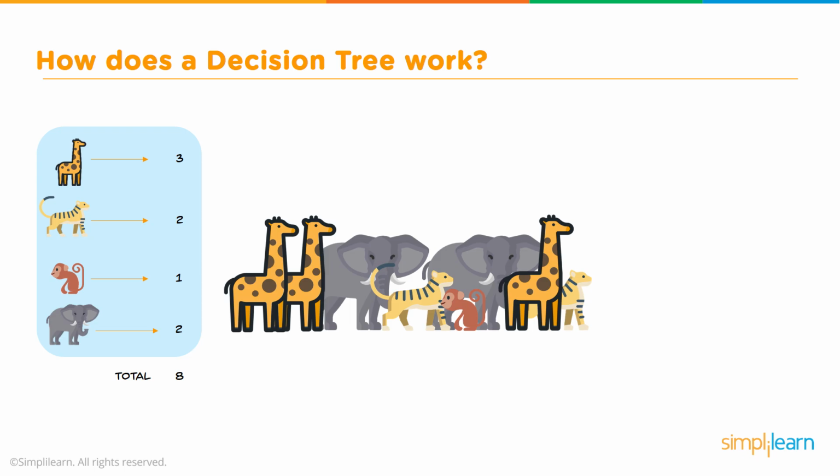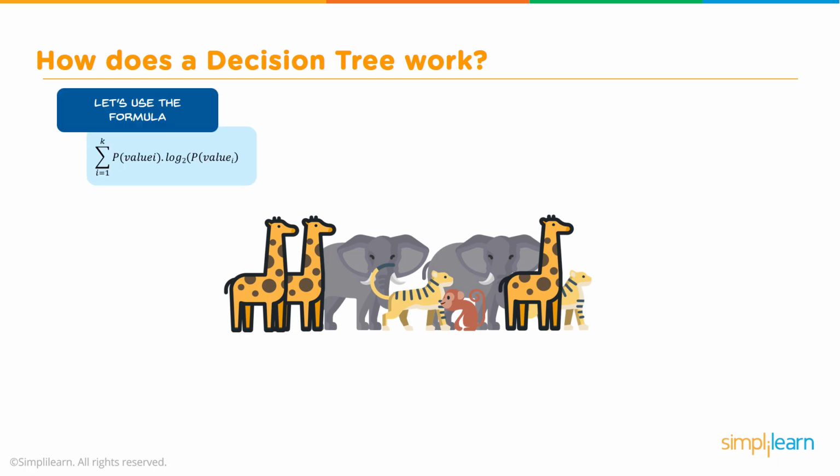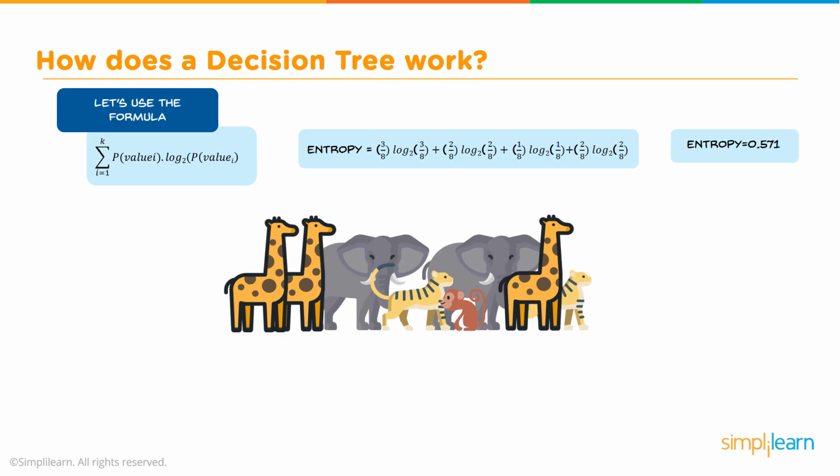Just be aware that it's there and this is what's going on in the background. And so we have 3 giraffes, 2 tigers, 1 monkey, 2 elephants, a total of 8 animals gathered. And if we plug that into the formula, we get an entropy that equals 3 over 8. So we have 3 giraffes, a total of 8, times the log. Usually they use base 2 on the log.